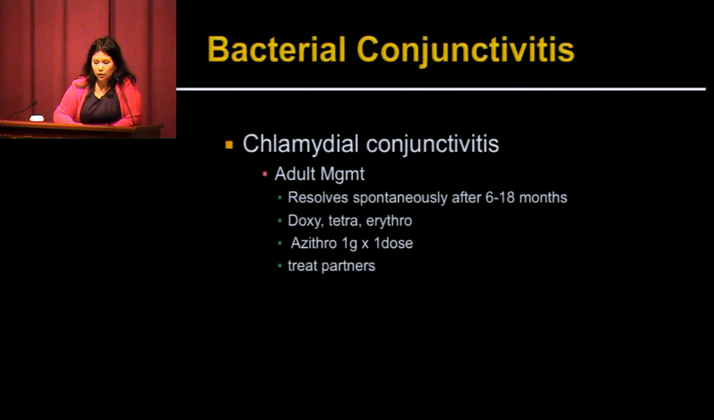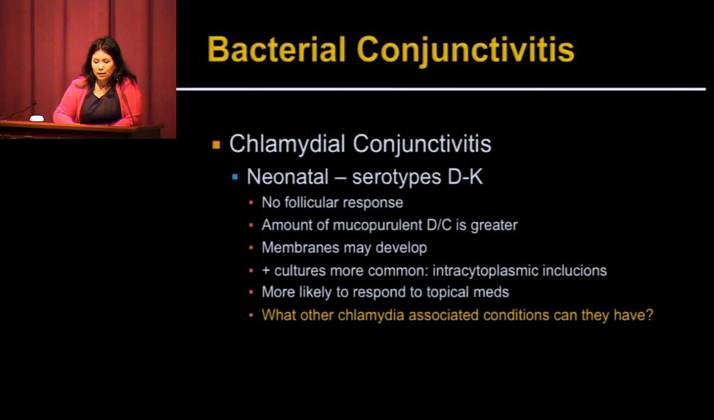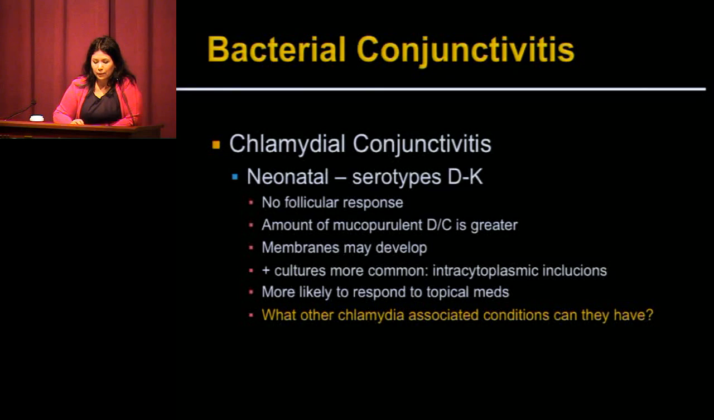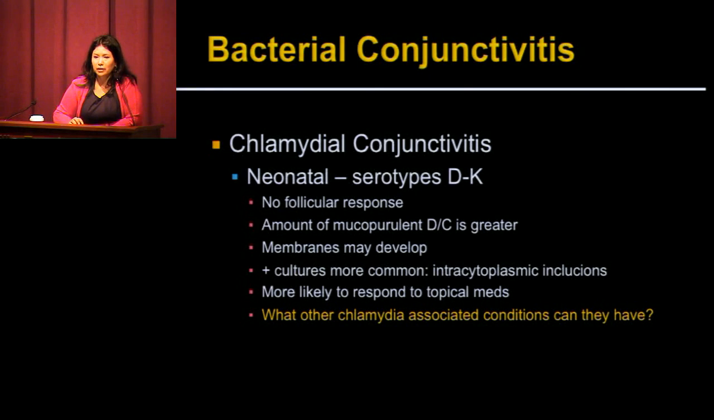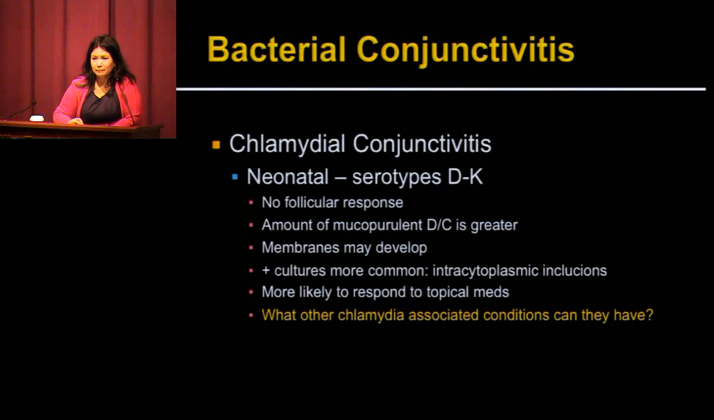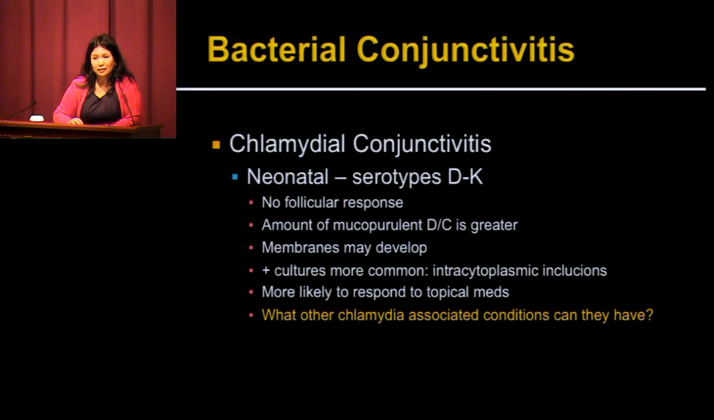The management, these actually can resolve spontaneously in 6 to 18 months, but it's important to treat them because you also want to treat their systemic problem and you want to treat the partners as well. Neonatal, moving on, and then you guys can tell me if this was on there, but neonatal, do you guys know why there's no follicular response? It's papillary. Probably because their immune system isn't, yeah. Exactly. They haven't built any lymphocytes as a neonate, which is less than 1 month. So there's not going to be a follicular response.